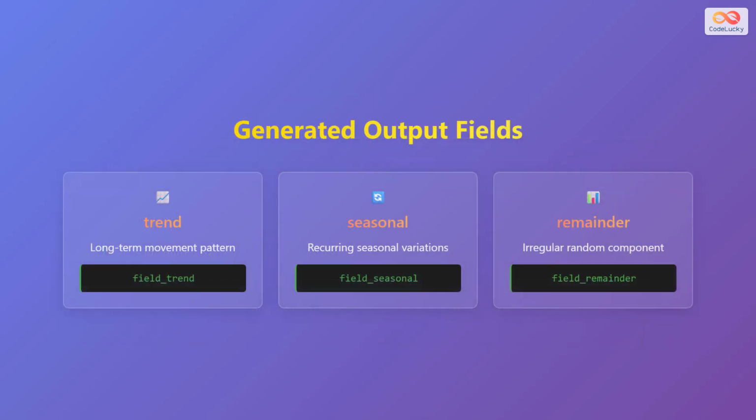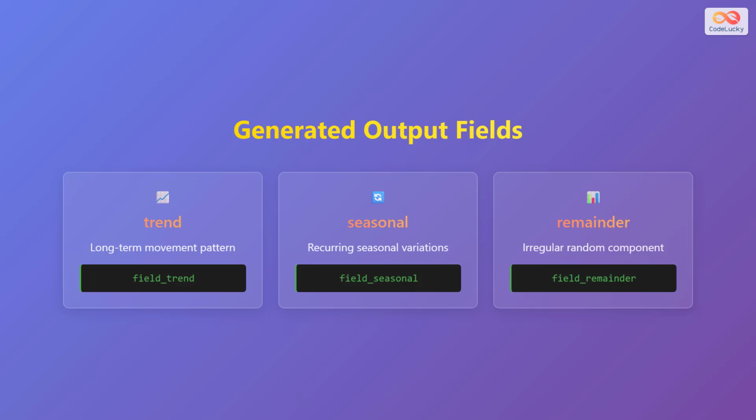The x11 command automatically generates 3 new fields based on your original field name. The trend field contains the long-term movement pattern, smoothed to remove seasonal and irregular variations. This shows the underlying direction of your data over time. The seasonal field contains the recurring seasonal variations that repeat at regular intervals. These values represent how much each time period typically deviates from the trend due to seasonal effects.